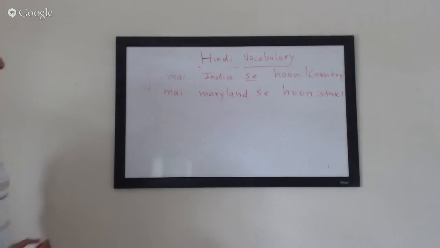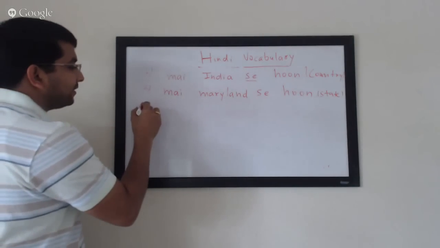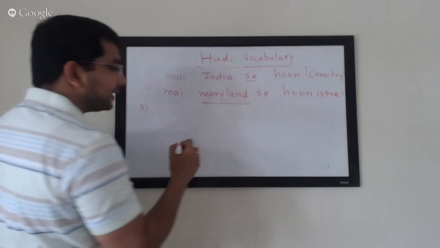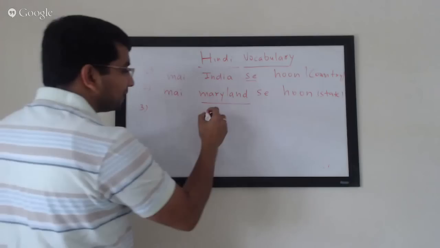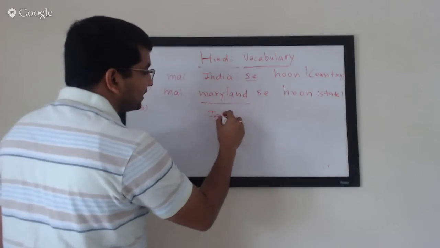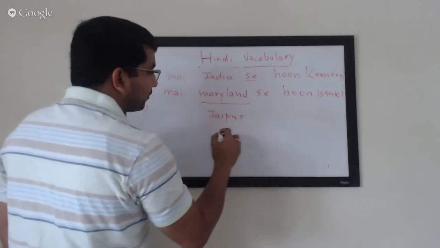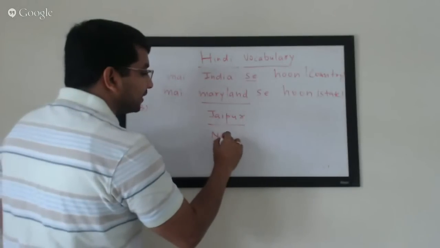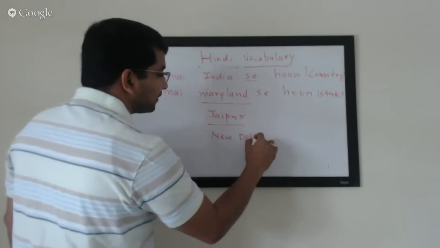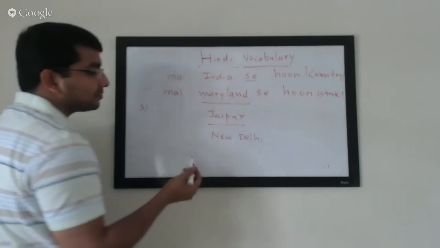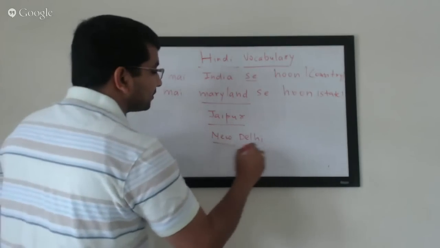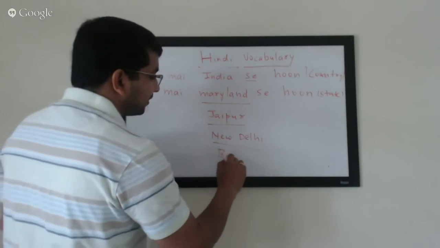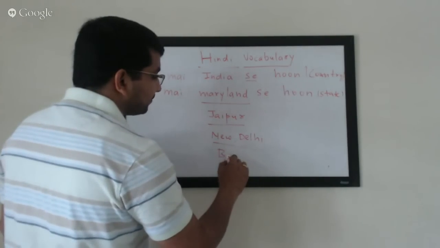Now the same response can be used for a city as well. मैं जयपुर से हूँ. Jaipur is a city. Or the same response can be for a metropolitan city: मैं New Delhi से हूँ. Or for another city, let's say Brasilia, a city within Brazil.